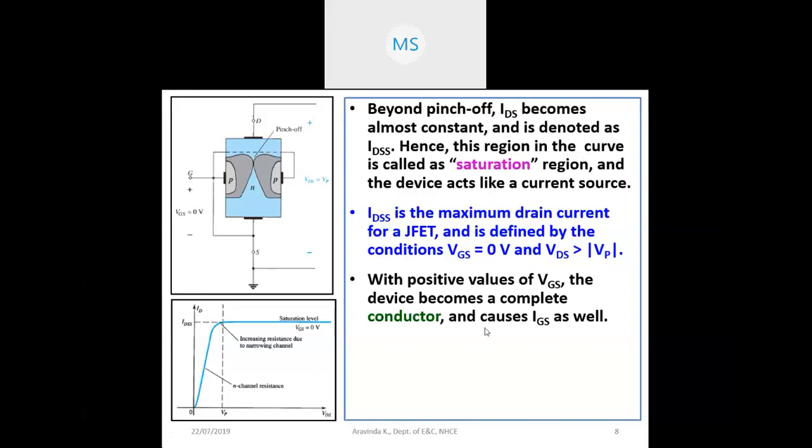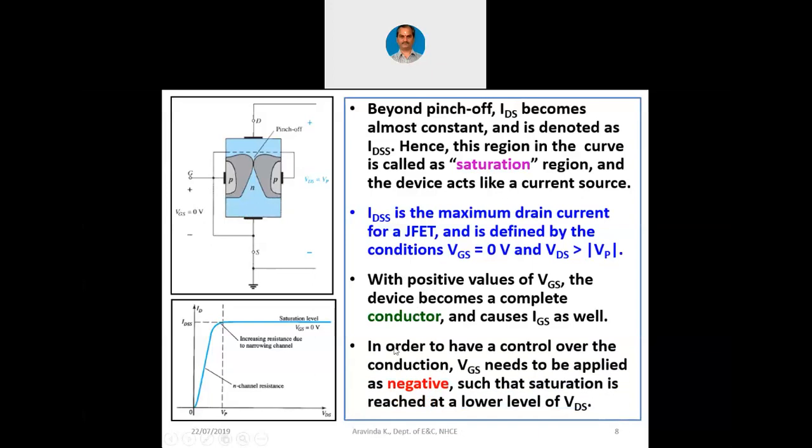Fine. So we will not be applying positive gate voltage to the JFET at all. For the N channel JFET, we will not apply positive gate voltage at all because it is going to be destructive. In order to have control over the conduction, VGS needs to be applied as negative. This point I have been telling you from the beginning. If you want to turn this transistor towards the saturation region, whatever in BJT we called the active region, we are going to call this the saturation region now.